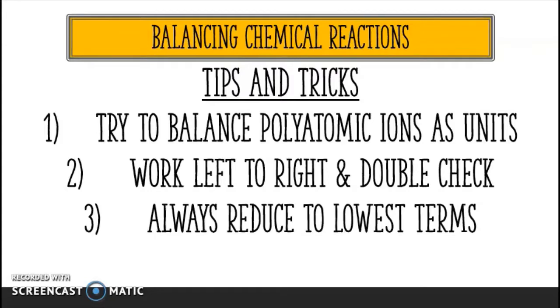Third, always make sure that you reduce to lowest terms. So for example, if you notice that the only way that things worked out was by adding in the coefficients of 2s and 4s, and everything has a 2 or a 4 in front of it, reduce that back to its lowest terms, and that's okay. It's the same thing that we do with chemical formulas. It also applies to balancing chemical equations.